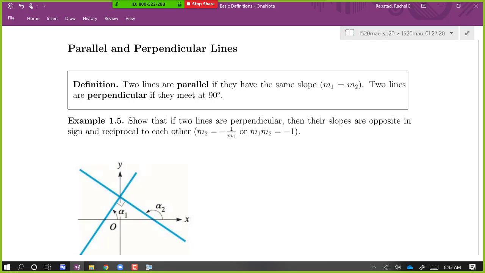Geometrically, perpendicular means they meet at 90 degrees. But algebraically, if I have the equations of two lines, the way I see if they're perpendicular is I compare their slopes. If their slopes are opposite reciprocals, they're perpendicular to each other. So in this next example, we're going to show that if two lines are perpendicular, meaning that they meet at 90 degrees, their slopes must be opposite and reciprocal of each other, just to jive those two ideas together.